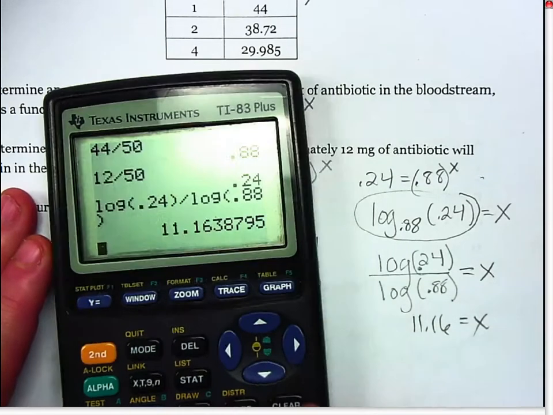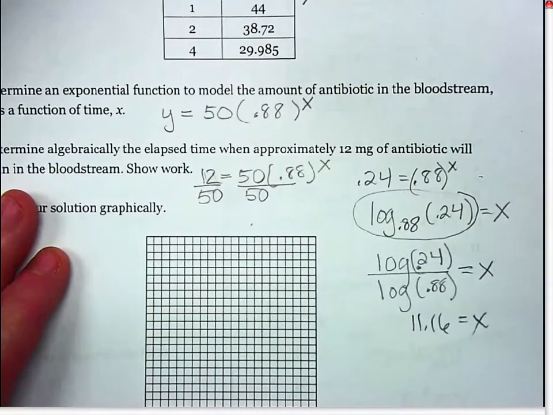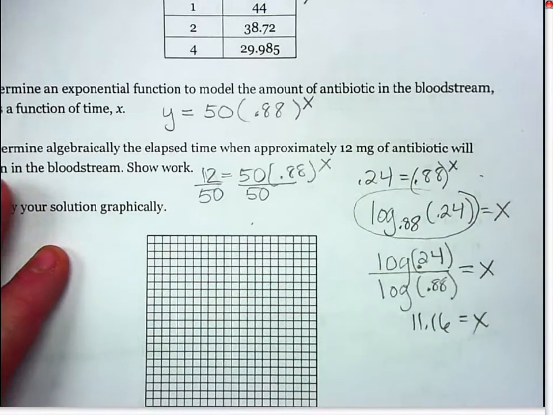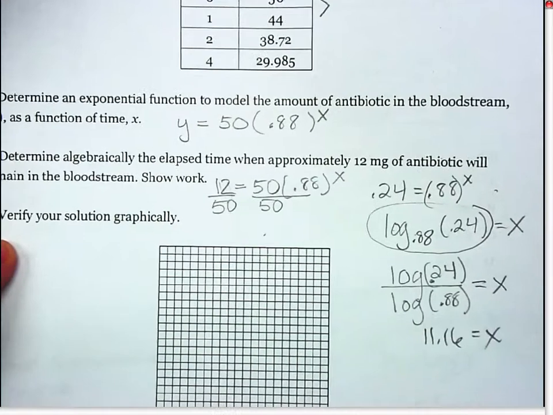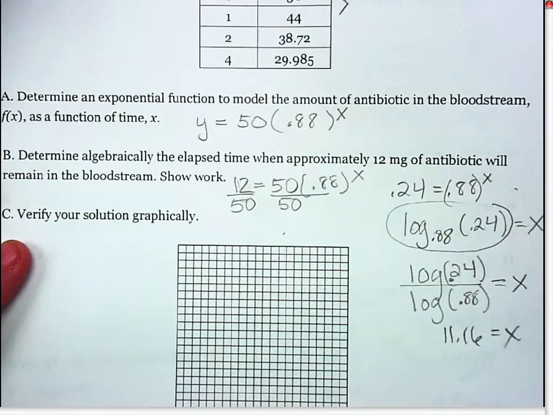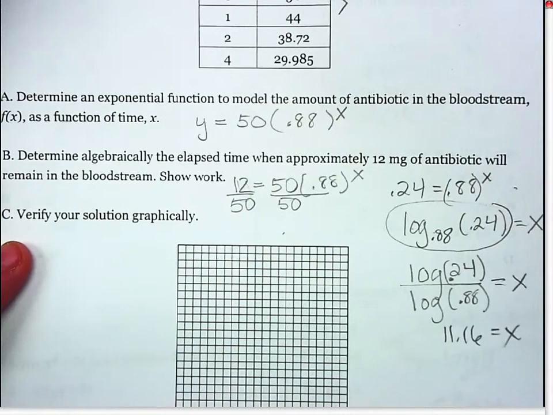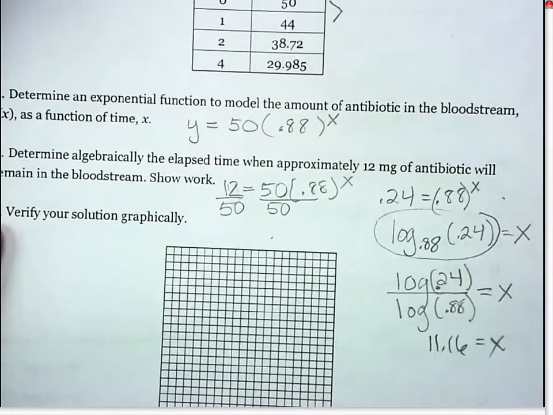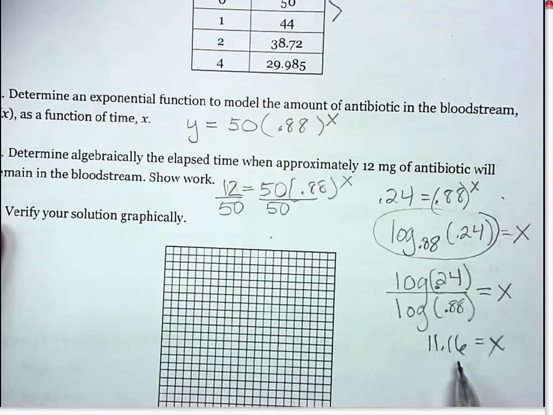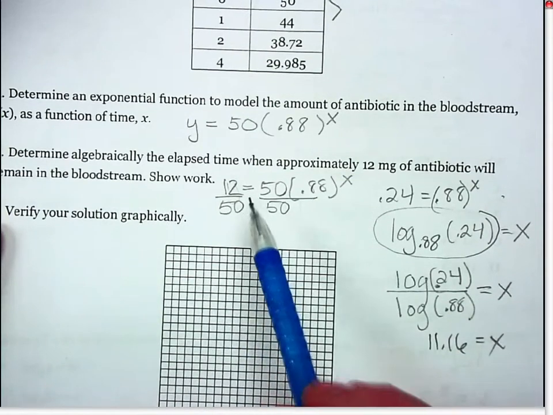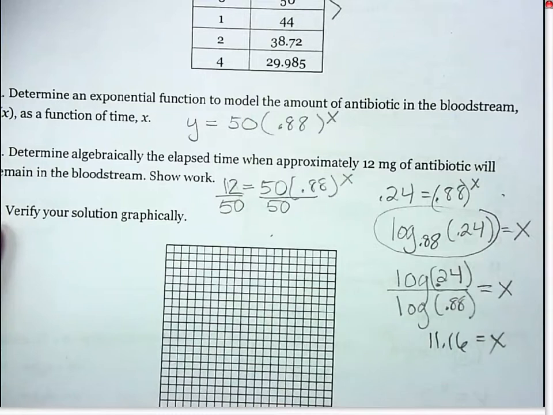What does that mean, 11.16? That's where they intersect. It is where they intersect, but what does that mean? That's when you're going to run out of something. 12 milligrams of medicine will remain in the system, but what does 11.16 mean? It means how many hours? Yes. After 11.16 hours, there will be 12 milligrams of the medicine left in your body. That's what it means.